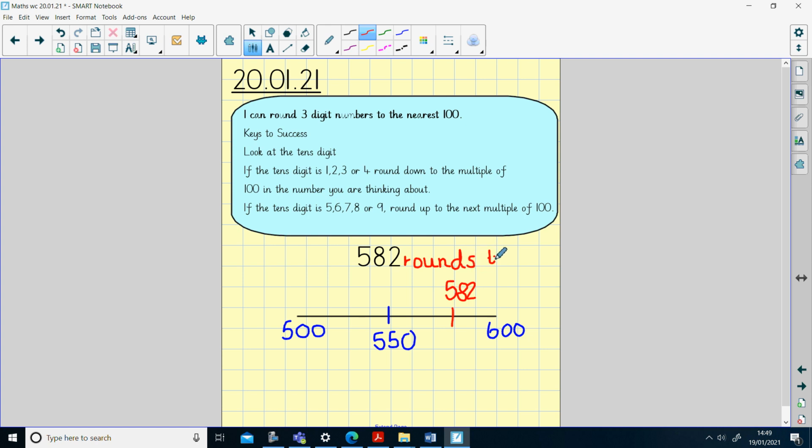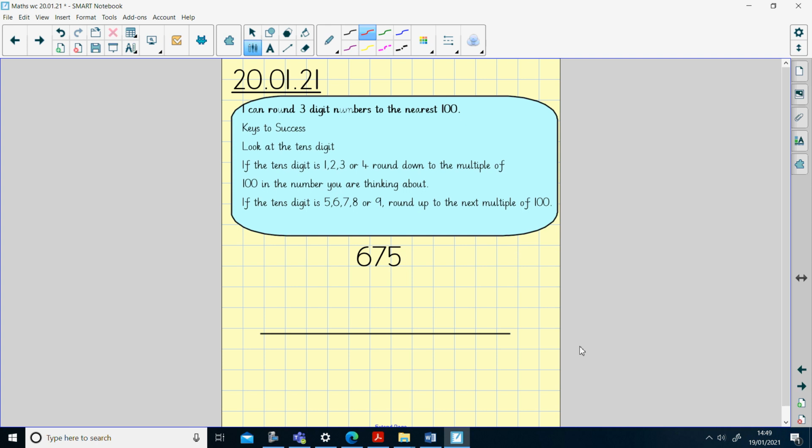Okay, I can also use my keys to success and my rounding rules. So if we look at the tens digit, it's 8. If the tens digit is an 8, we round up to the next multiple of 100, so it would round up to 600. Okay, let's have a look at another one.